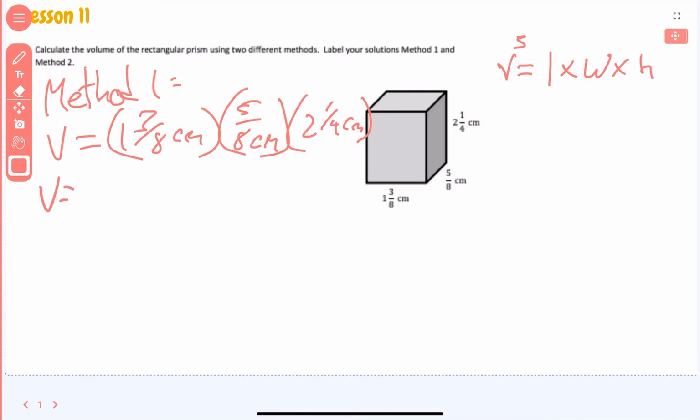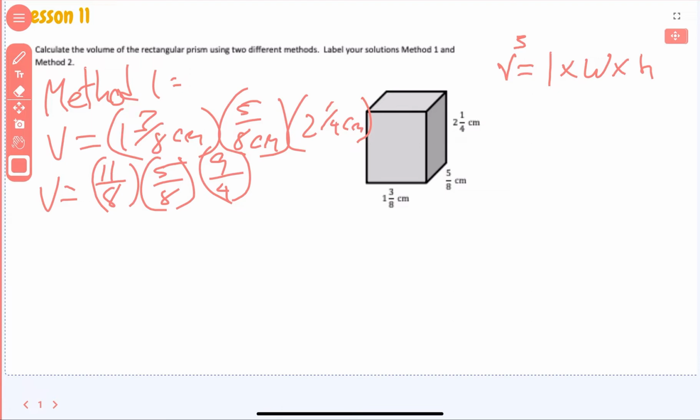Well, let's do this first. Let's change these into improper fractions, because I don't know how to multiply 1 3/8 times 5/8 by hand. So let's make it an improper fraction. That's 11/8, right? Times, we can leave it as 5/8. And then this would be 9/4. Remember, those are all centimeters.